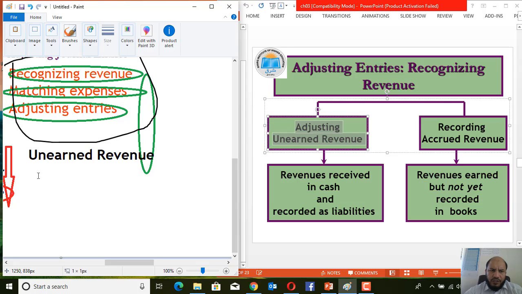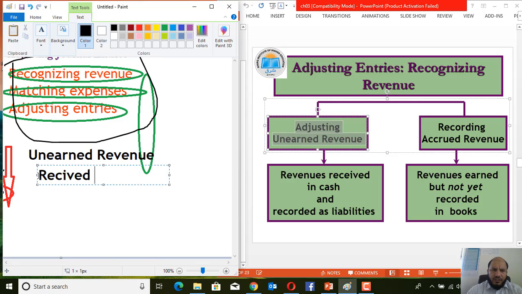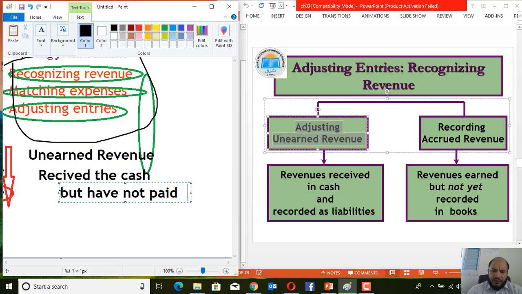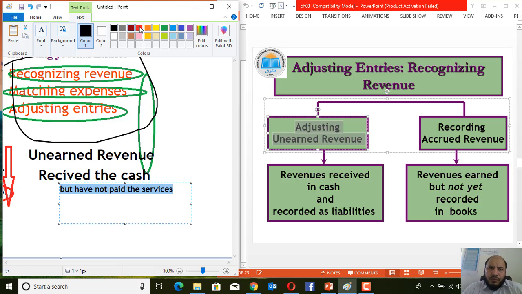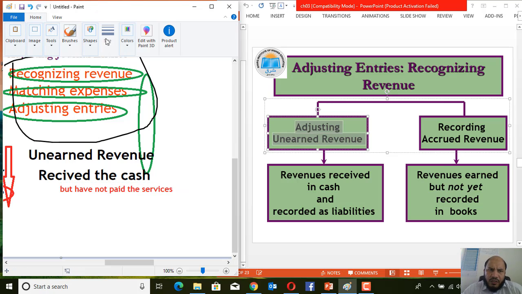This means that we have received the cash, but we have not yet provided the services or the products. So there are two things here. On one side, we received the cash, which we should record, but the service has not yet been provided.